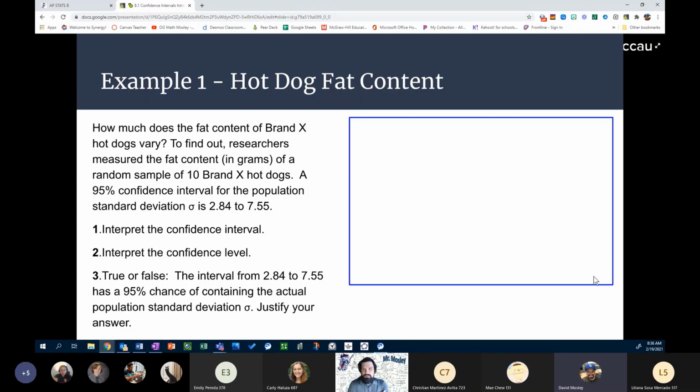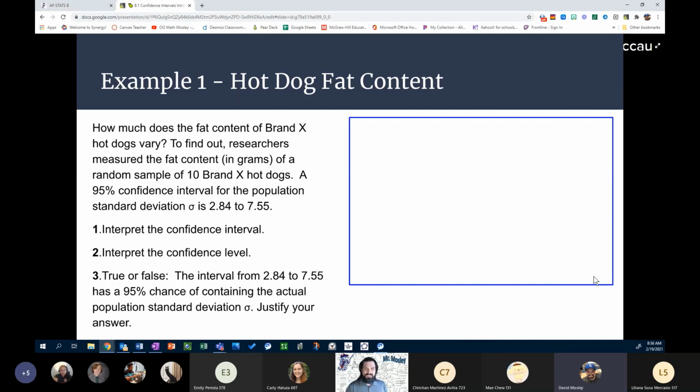So in this example, the statistic that they're using is the standard deviation. They're not doing the mean or the proportion. They're choosing to use standard deviation, and that's fine, they can use that. All right. Question number 1 says to interpret the confidence interval.